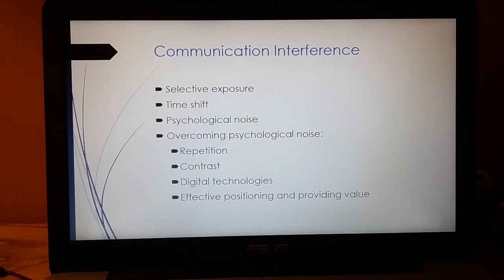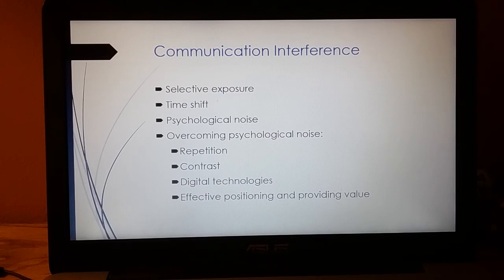There's selective exposure, this idea that consumers have some level of selectivity in paying attention to advertising messages. There's also a new idea on the horizon these days called time shift. Time shift is this idea that people record things or they skip through the commercials, that kind of thing.